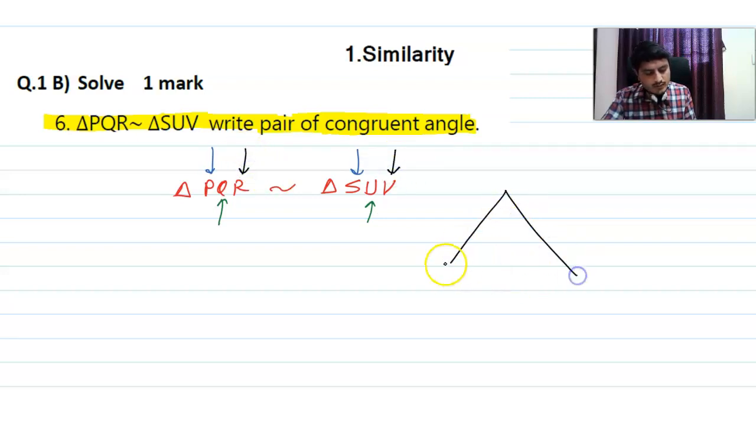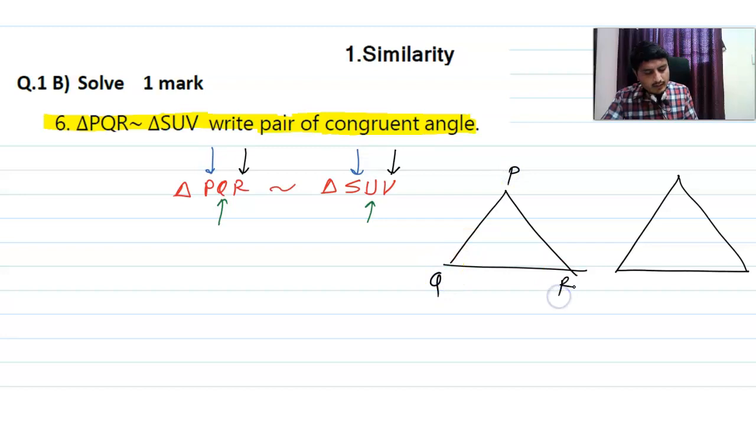Let's draw the two similar triangles first. Suppose the first triangle is PQR, and the next triangle is SUV. P corresponds to S, Q corresponds to U, R corresponds to V. Now once the triangles are similar, the corresponding angles are congruent. So angle P corresponds to angle S, those are congruent.